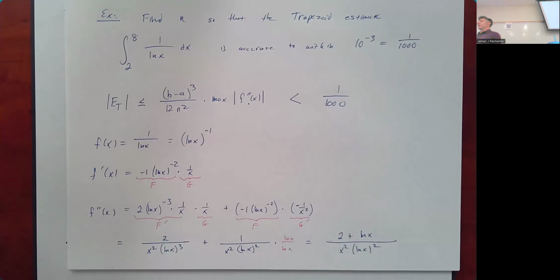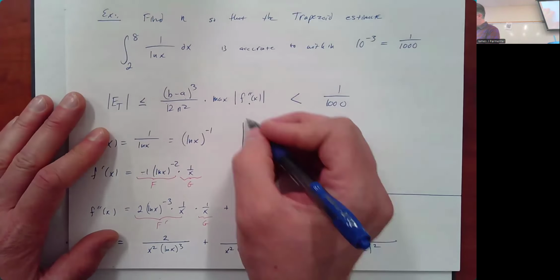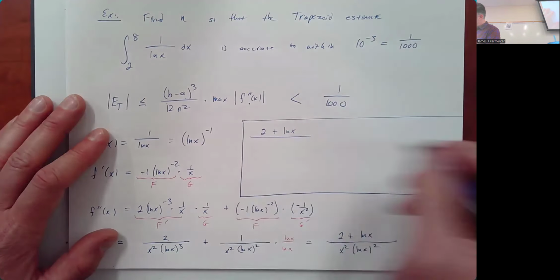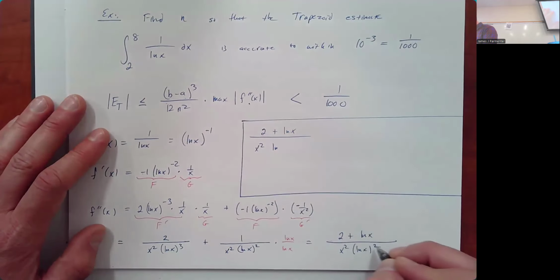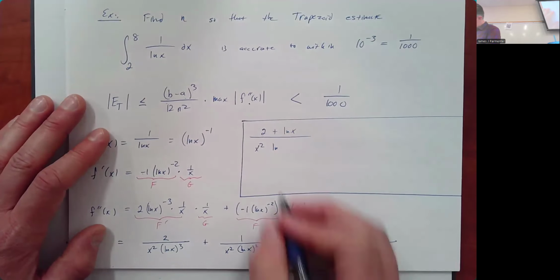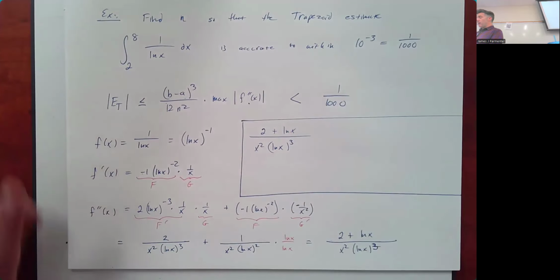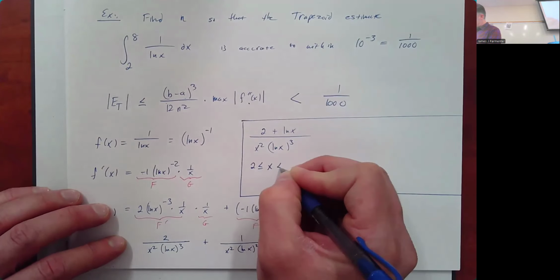We're just going to make our best guess by doing a few not super kosher things, but things that are totally allowed and everyone does. So here's the idea. We want to make (2 plus natural log of x) over x squared times the natural log of x cubed. That should be cubed, not squared. Sorry about that. As big as possible, where we are limited by the fact that x has to be between 2 and 8.